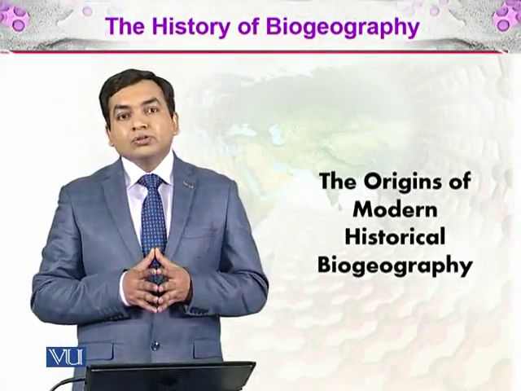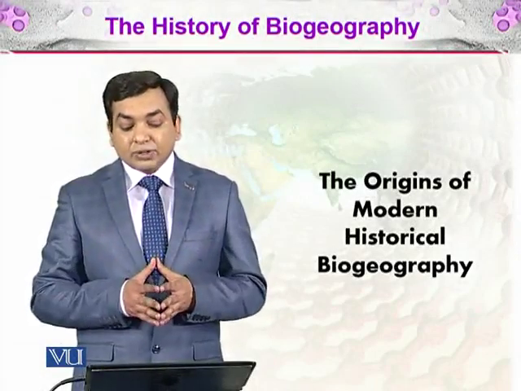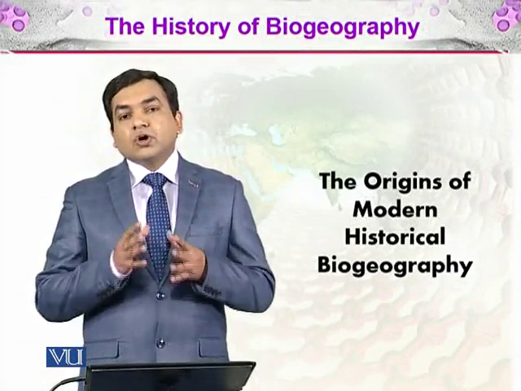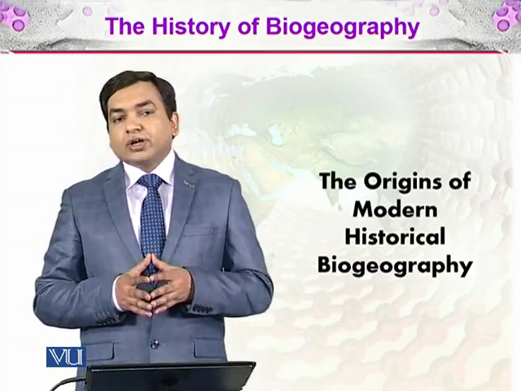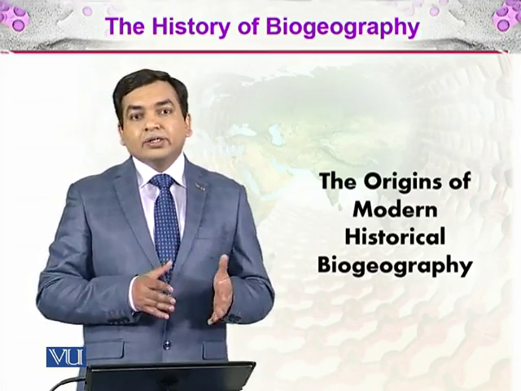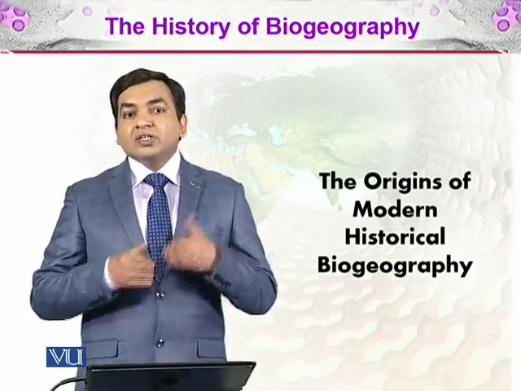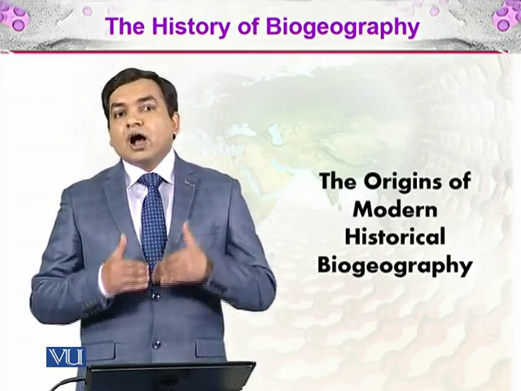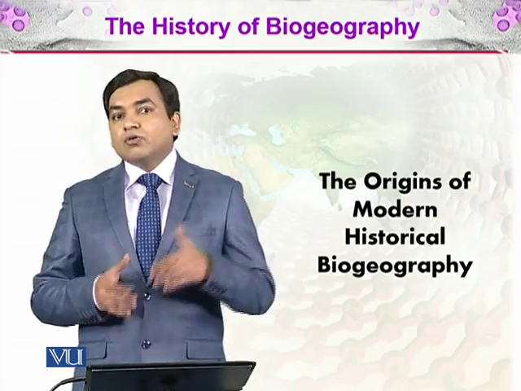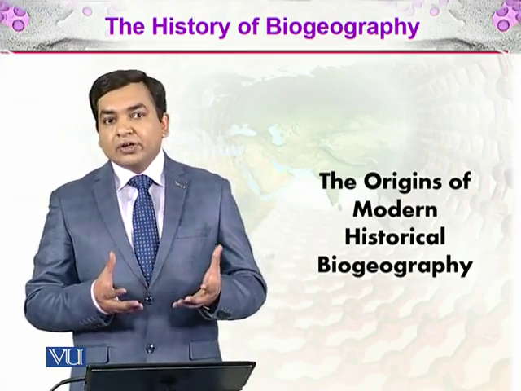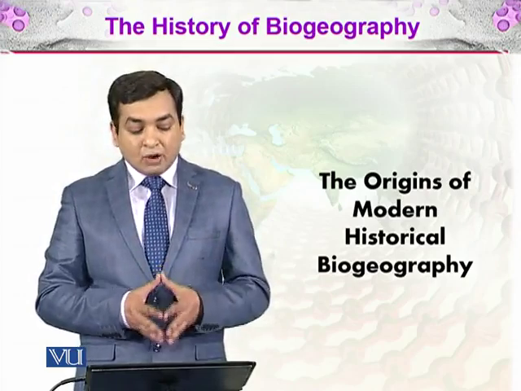In the history of biogeography, we will be discussing the origin of modern historical biogeography. Whenever we talk about historical biogeography, we have talked about that earlier. We talk about the history of the organism, how one organism developed in one particular area, how it migrated to another area, and where it is found now.